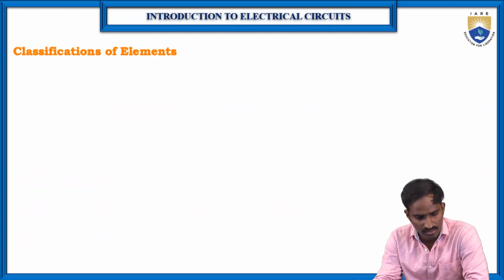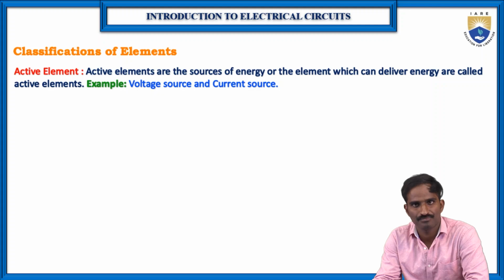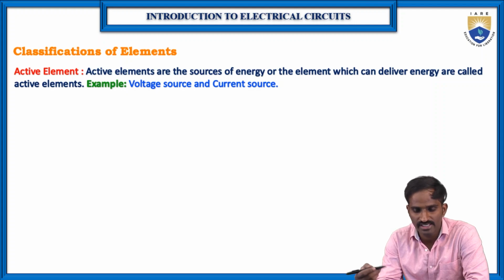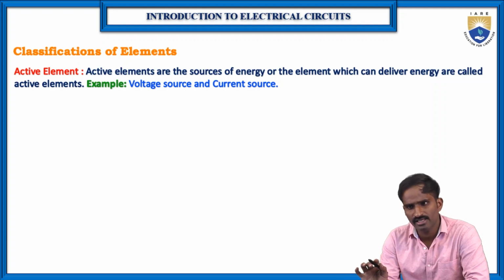Then coming to the active elements. Active elements are the source of energy, the elements which can deliver energy are called the active elements. Usually in an electrical circuit, the basic elements are active and passive, which means voltage source or current source, or resistor or inductor.